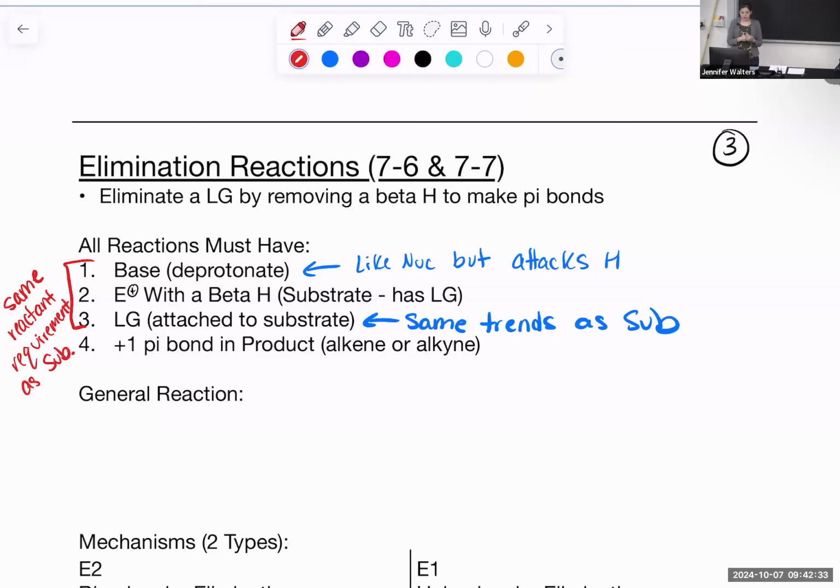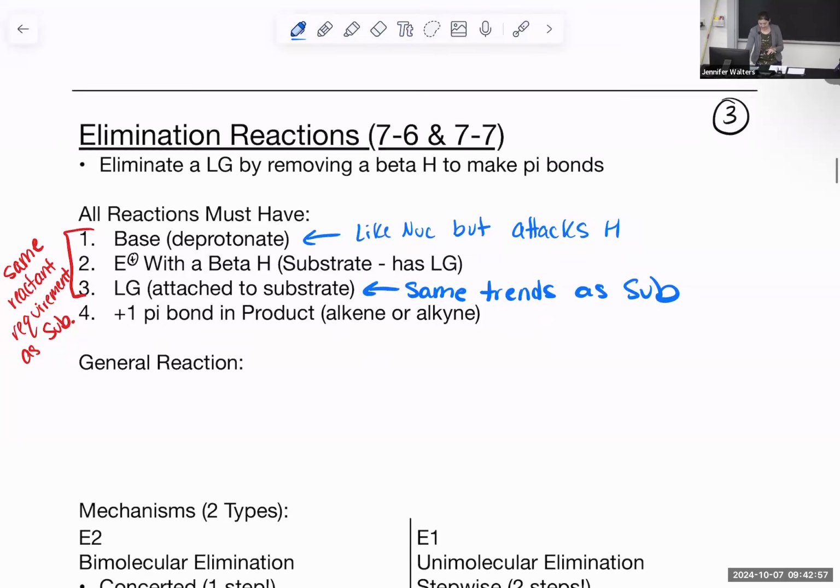Because every substitution reaction had our nucleophile, our substrate, the thing with the leaving group, the electrophile, and a leaving group. So these are the same reactant requirements, same starting material requirements as substitution. That's where our challenge is coming from, is that they're going to look similar, but lead to different products. Start out looking the same, end in different places.